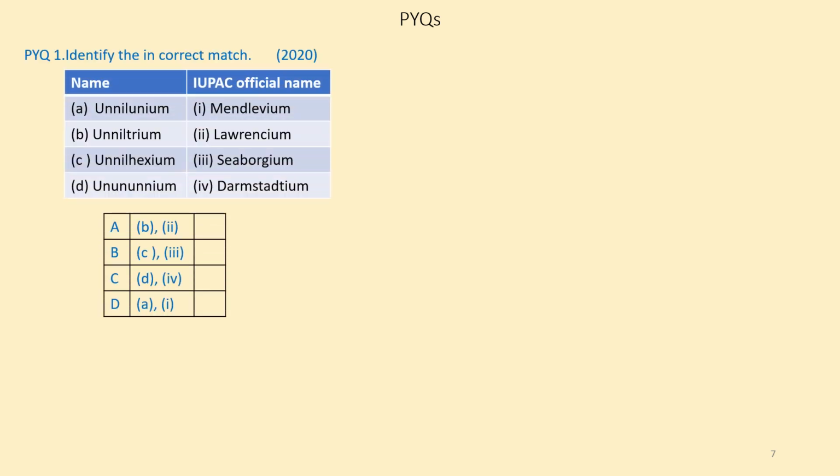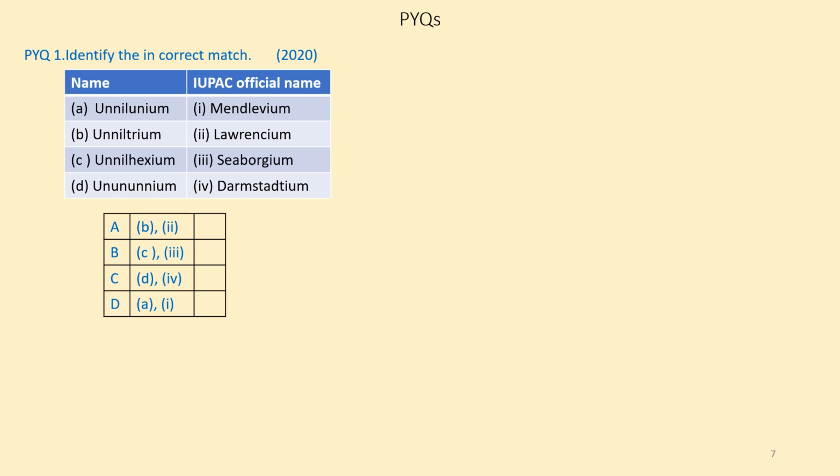Now we will take up some previous year's questions. Question number 1. Identify the incorrect match. The table in blue color shows the name of the element and its corresponding IUPAC official name. In this table, some incorrect matches are also given. You have to remember and answer correctly. You have to identify the incorrect match.